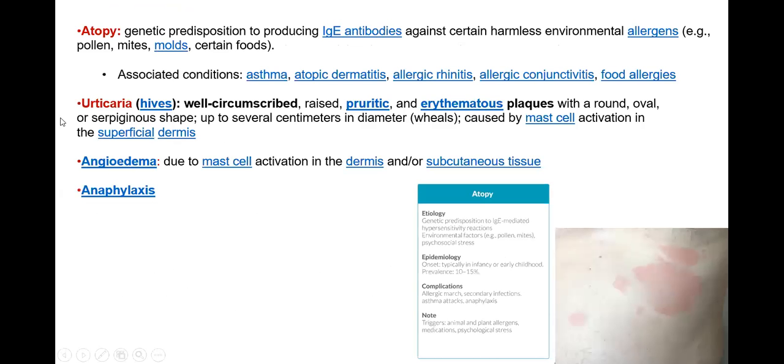One more specific condition they talk about in terms of type 1 is called atopy. Atopy is nothing but a genetic predisposition to producing IgE antibodies against certain harmless environmental allergens, like pollen, mites, molds, certain foods. They're saying that some people, for example, of the 40 in class today, 10 people are more allergic than the other 30. Those 30 people are not allergic at all because their genetics are strong. In their lineage, their parents, grandparents, no one had allergic symptoms. There is no genetic basis in their genome.